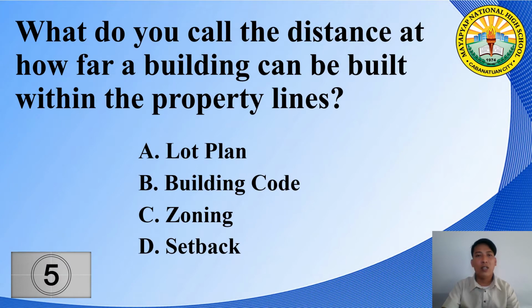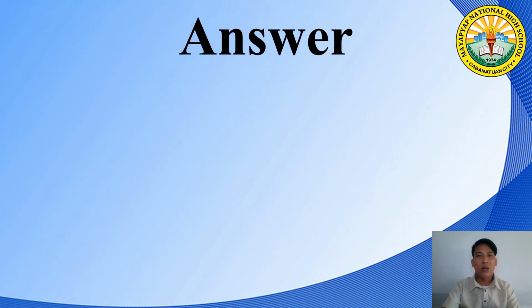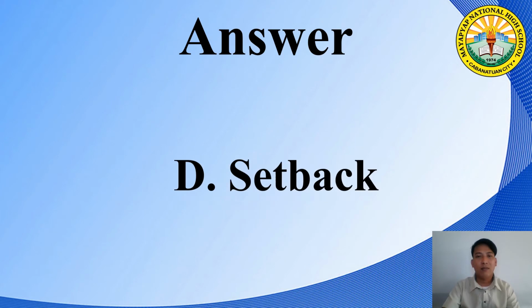The second question is, what do you call the distance at how far a building can be built within the property lines? A. Lot plan. B. Building code. C. Zoning. D. Setback. Your timer starts now. Absolutely correct. The answer is letter D, setback.